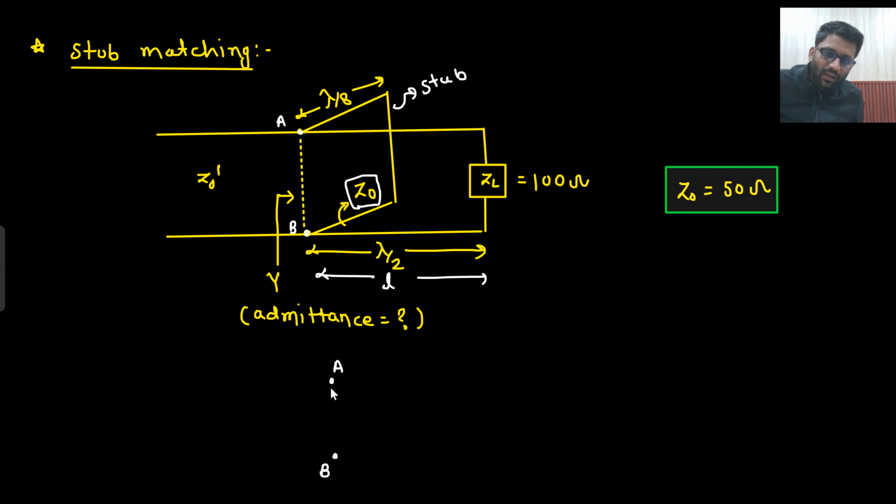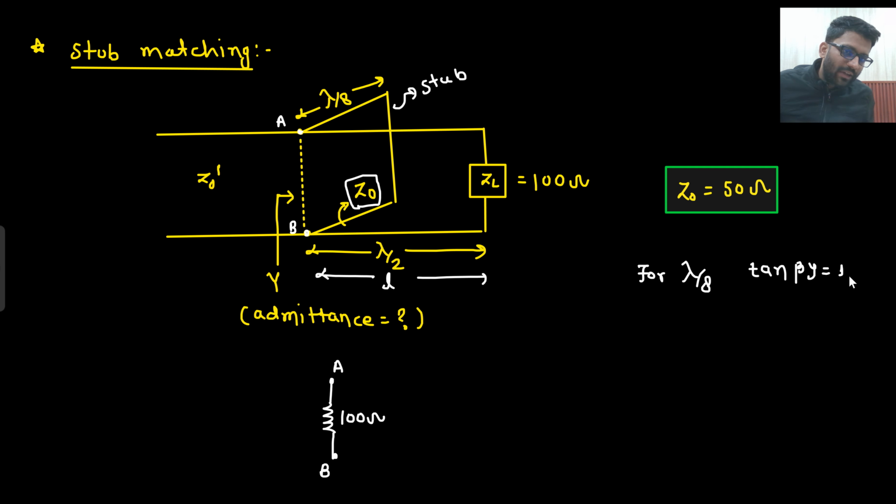At AB, I see 100 ohm. Why 100 ohm? Because after lambda by 2, everything is repeated. Now, what about lambda by 8? For lambda by 8, I just know that my tan beta y will be 1.